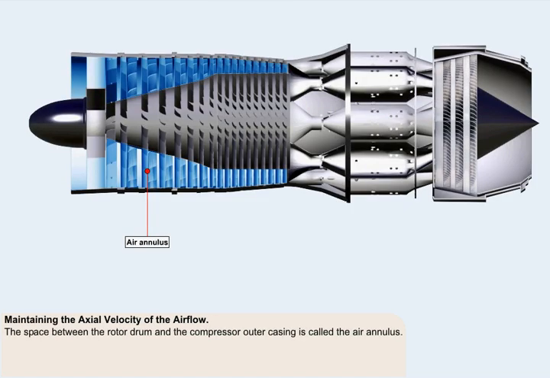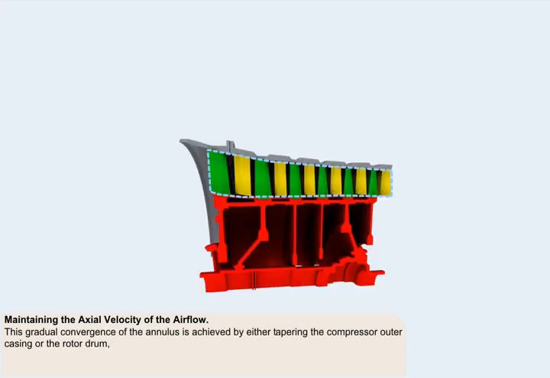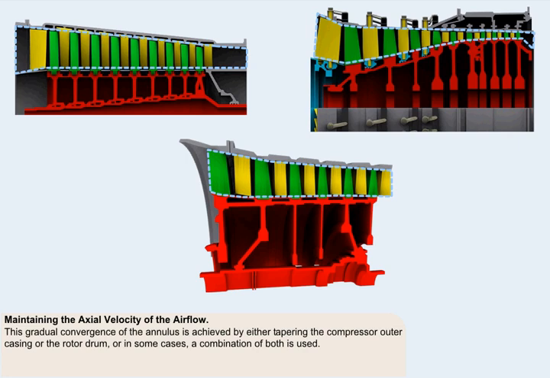The space between the rotor drum and the compressor outer casing is called the air annulus. To maintain the axial velocity of the air reasonably constant as it passes through the compressor, as it's being compressed into a smaller and smaller volume and its density is being increased, the size of the air annulus must be reduced. This gradual convergence of the annulus is achieved by either tapering the compressor outer casing or the rotor drum, or, in some cases, a combination of both is used.